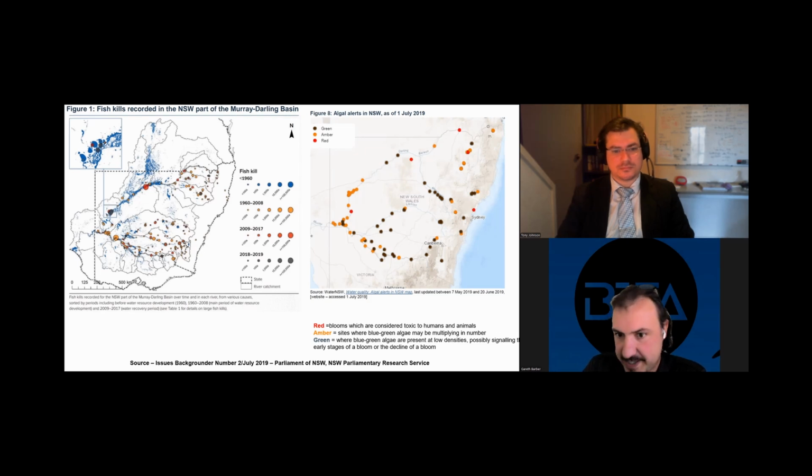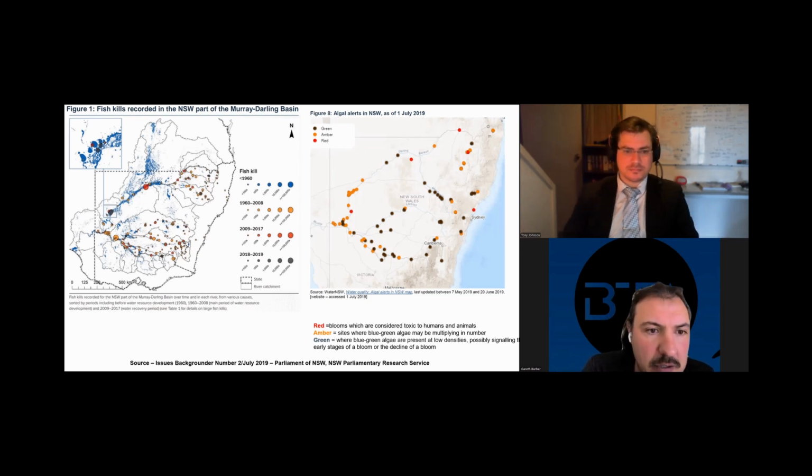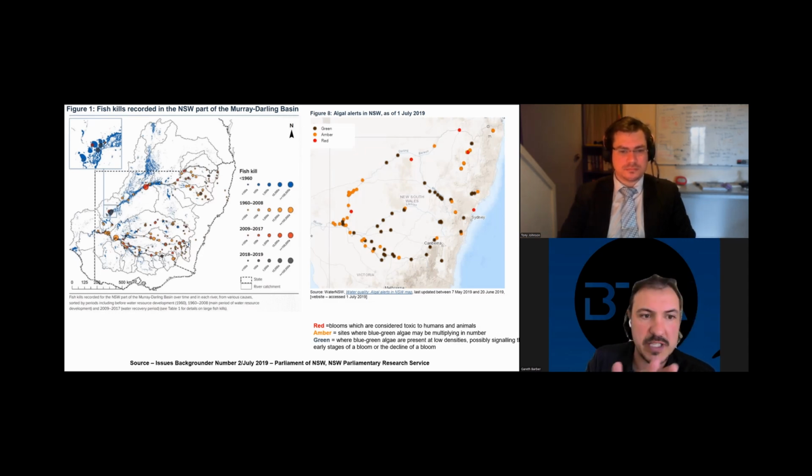kills before 1960. We can see that from this graph. There's a couple in the middle of New South Wales here. That's about it. That's all I can really see. Yeah, in the middle, in one of the tributaries of the Murray-Darling River system.